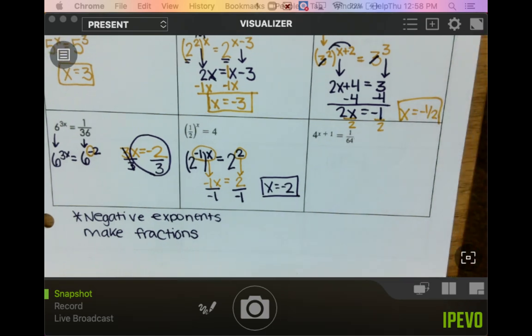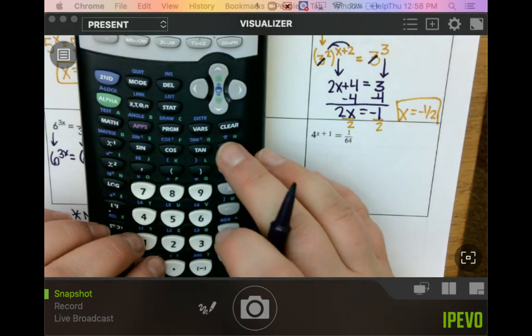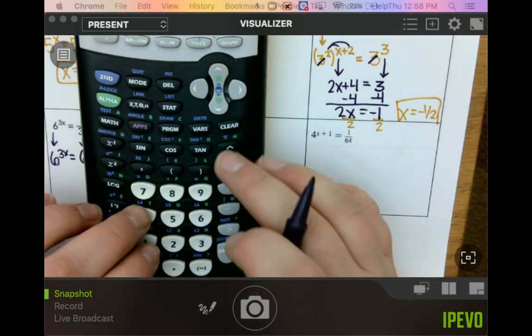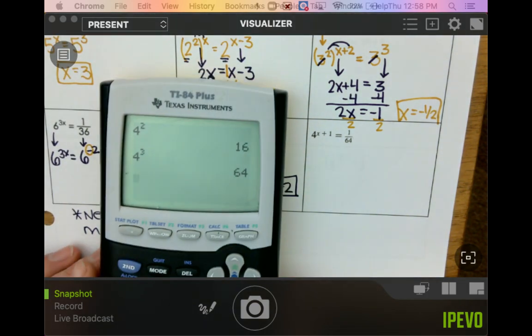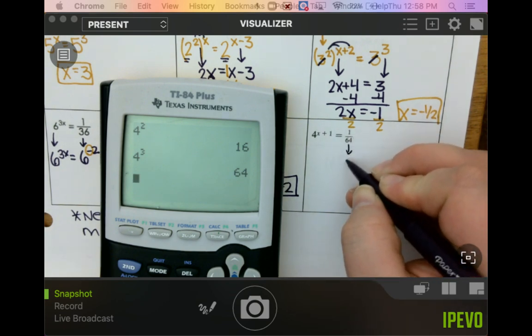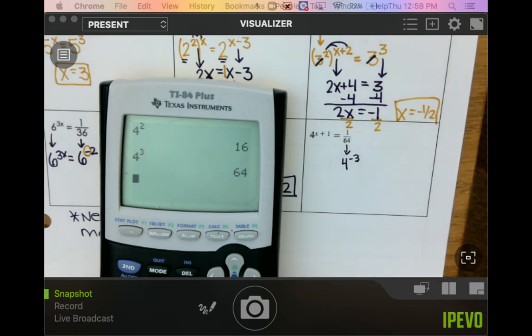Okay. And then same thing on this third one. We've got a base of 4 on the left. We want to know what power of 4 makes 64, so that we can figure out what power of 4 makes 1/64. And it's 4 to the third. So 4 squared is 16, 4 to the third is 64, which means this is simply -3, because it's a fraction. Again, fractions mean your exponent was negative.